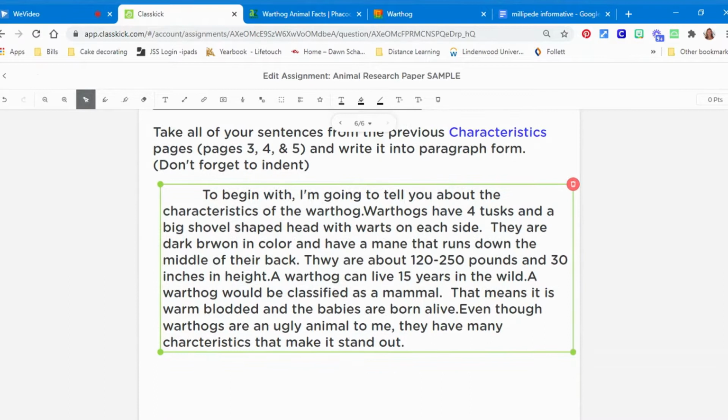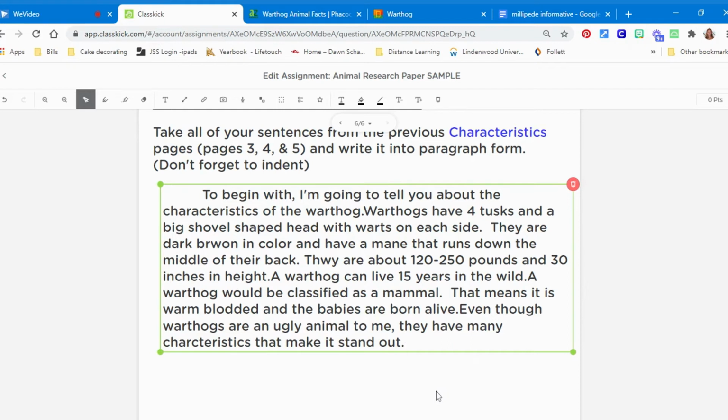And there's my first paragraph. To begin with, I'm going to tell you about the characteristics of the warthog. Warthogs have 4 tusks and a big shovel-shaped head with warts on each side. They are dark brown in color and have a mane that runs down the middle of their back. They are about 120 to 250 pounds and 30 inches in height. A warthog can live 15 years in the wild. A warthog could be classified as a mammal. That means it is warm-blooded and the babies are born alive. Even though warthogs are an ugly animal to me, they have many characteristics that make it stand out.